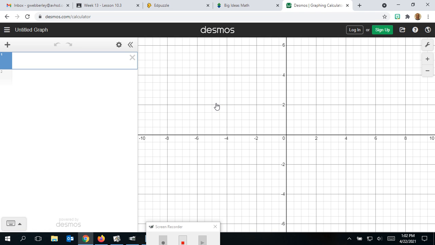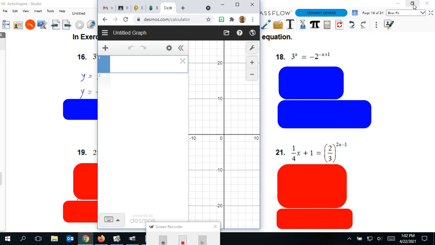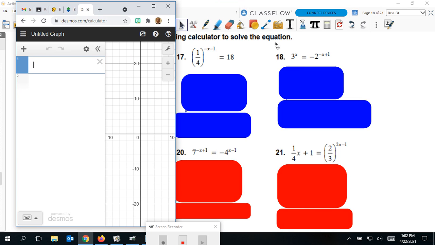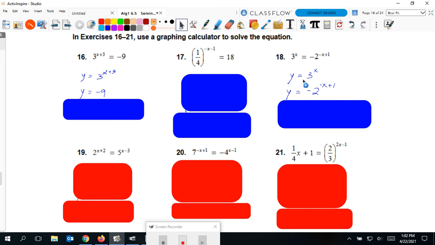And it gives you this graphing calculator here. We're going to type our functions in here. There are 2 we're going to type in. So let's try number 18 first. I'm going to simplify this down a little bit so we can see this. So number 18 starts with y equals 3 to the x. So that's our first one to type in here.